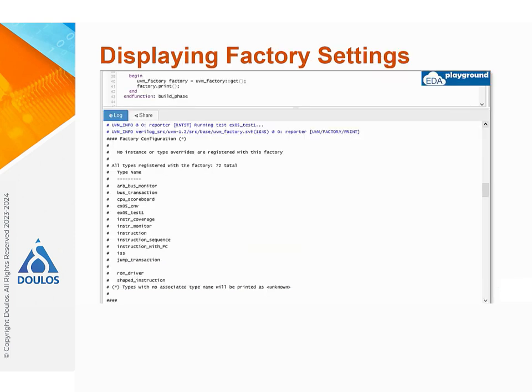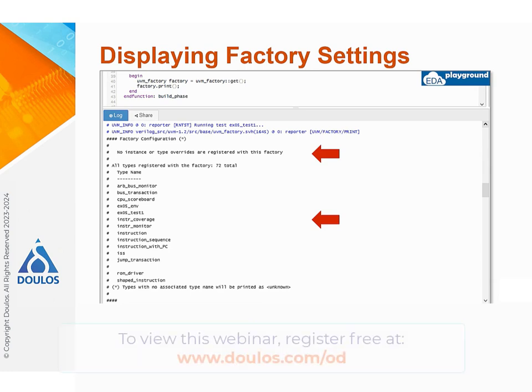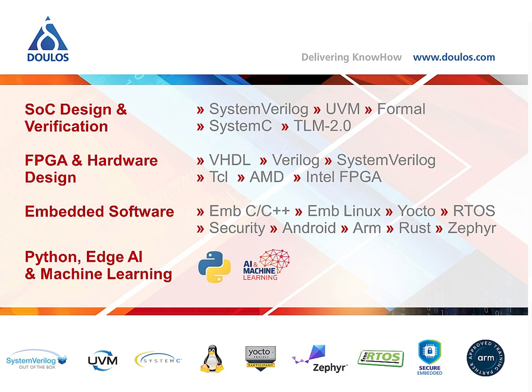And here's an example of what the factory printout looks like. You can see from the dump that it lists out all the different types of objects that have been registered with the factory. And you can also see at the very top that there are no instance or type overrides that are registered with the factory. So now you can easily see, if we were to do overrides and such, which type is going to be swapped for which other type.